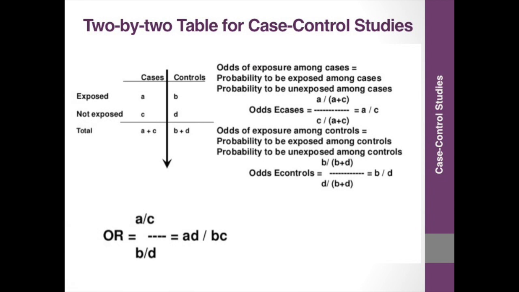Information from 2 by 2 tables can help to calculate the odds ratio, which is also called the cross product ratio. And basically, the odds ratio is the ratio between the odds of exposure among the cases divided by the odds of exposure among the controls.